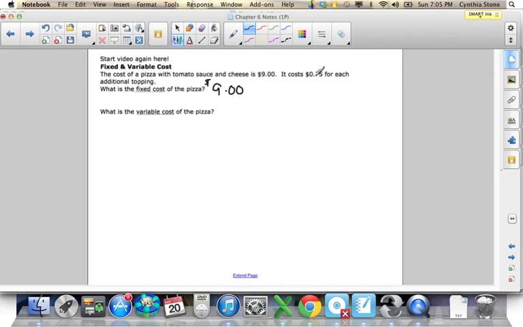The variable is the 75 cents per topping. So variable, and you notice how we write 75 cents as a decimal of a dollar. It's a rate. In fact, it would be our rate of change. It's per topping. That's the variable cost. So no matter what, you, me, and everybody in the whole world who goes to this pizza place is going to pay $9. Then the end cost of our pizza will change depending on how many toppings we ordered, right?